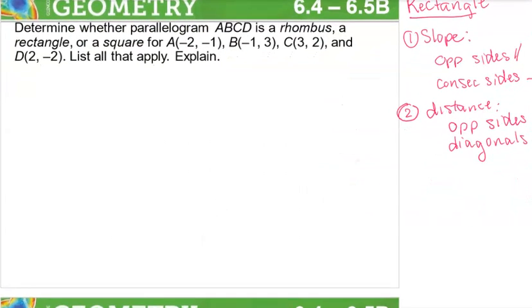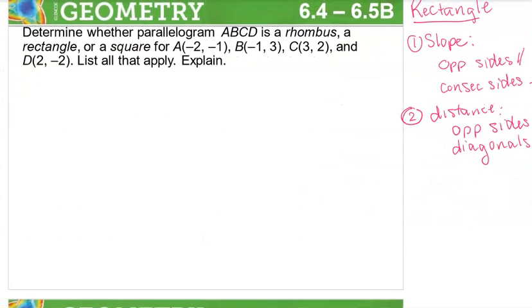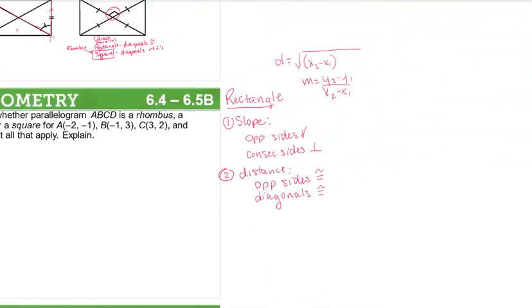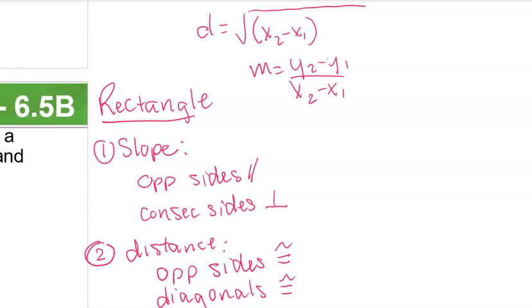The last side works with the coordinate points. So we have to tell whether this is a rhombus, a rectangle, or a square using coordinate points. Distance formula is the difference of the x's squared plus the difference of the y's squared. Slope formula, again, is y2 minus y1 over x2 minus x1.